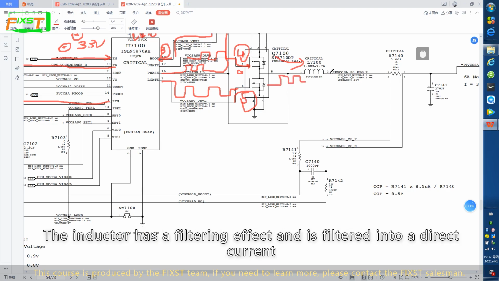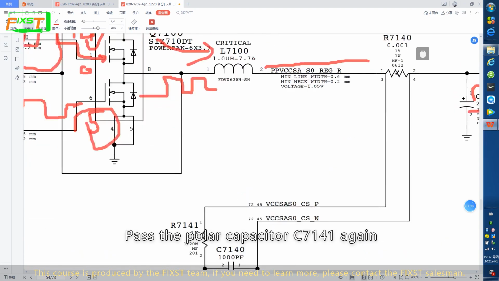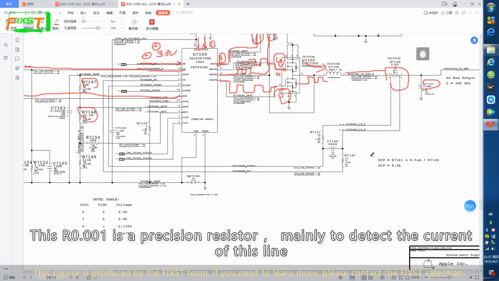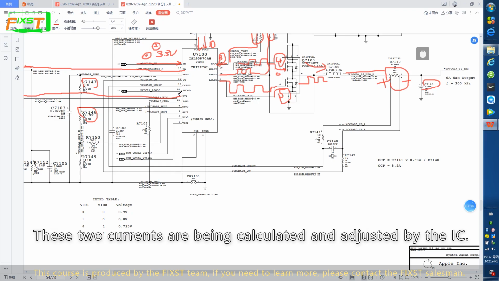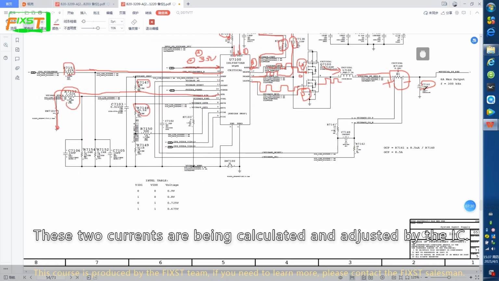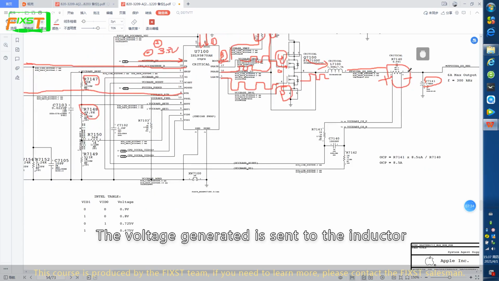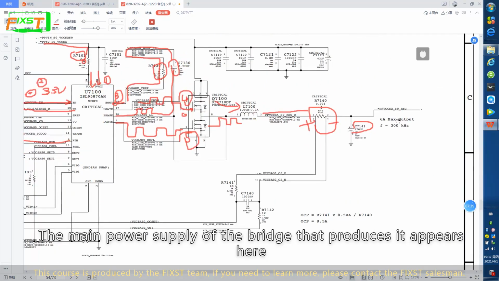The inductor has a filtering effect and filters it into a direct current. It then passes through a polar capacitor C7141. This R0.01 is a precision resistor, meant to detect the current of the load. Then one is the forward current and the other is the output current. These two currents are calculated and adjusted by the IC. The voltage generated is sent to the inductor. The main power supply of the bridge that it produces appears here.